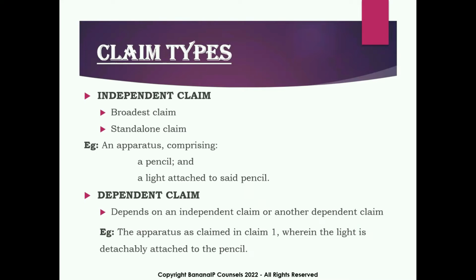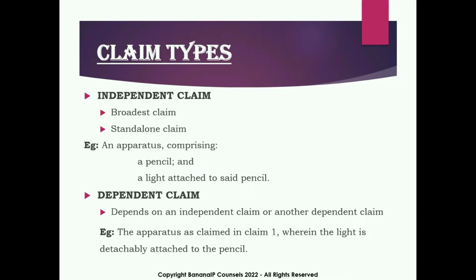Now taking an example: an apparatus comprising a pencil and a light attached to said pencil. This is a broad claim which is independent in itself. It does not take any limitation from any other claim. So such a claim is basically called an independent claim.